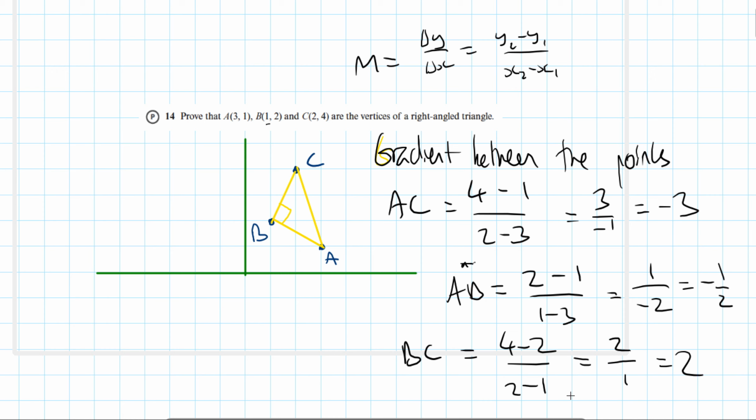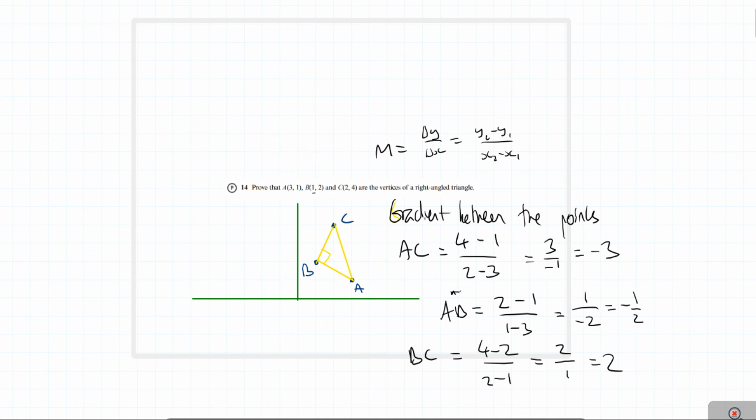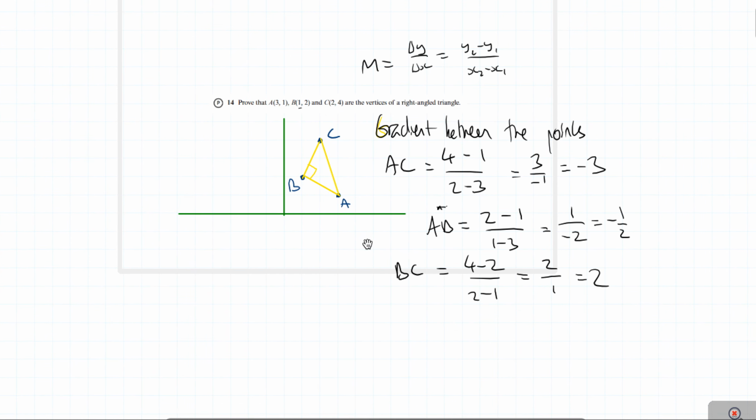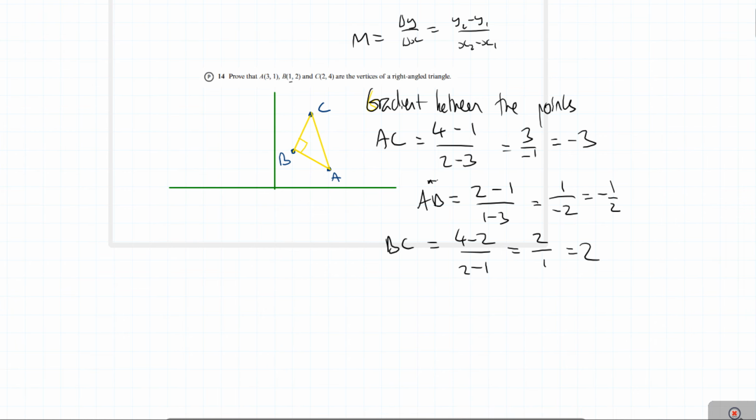So we can see here that the gradients are different, so they are not collinear, and therefore we know that it must be a triangle. They're all going off at different angles. It's not a straight line. All 3 points can't join together in a straight line. So here what we can do is say, well, we've got the gradient of AB and the gradient of BC.